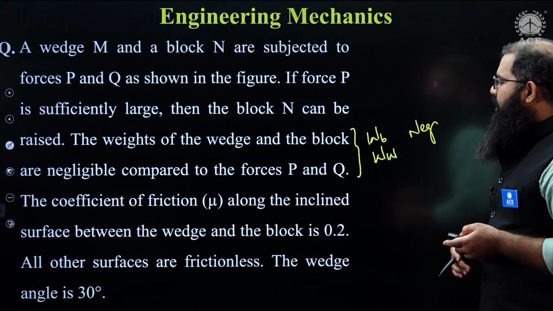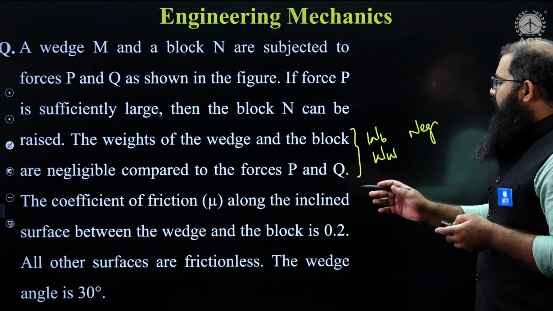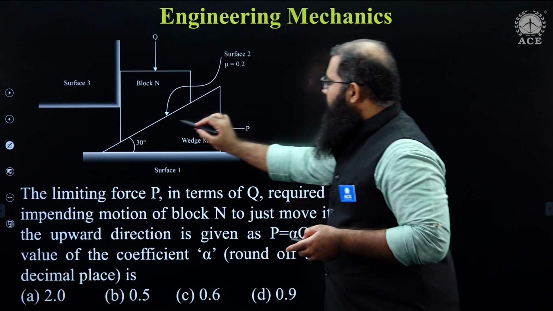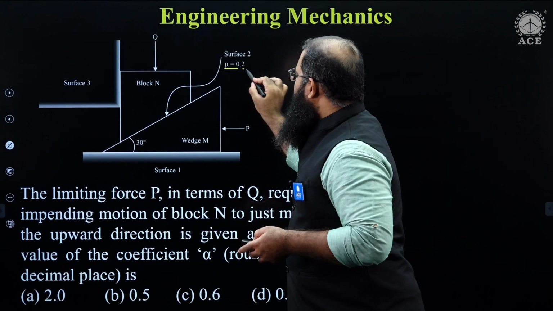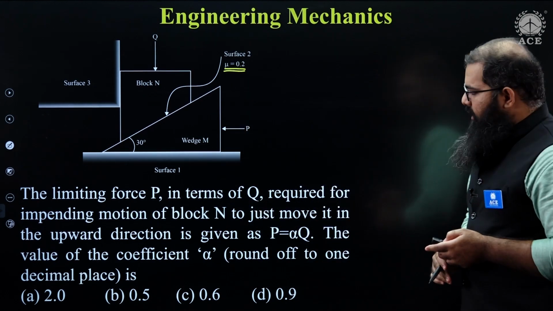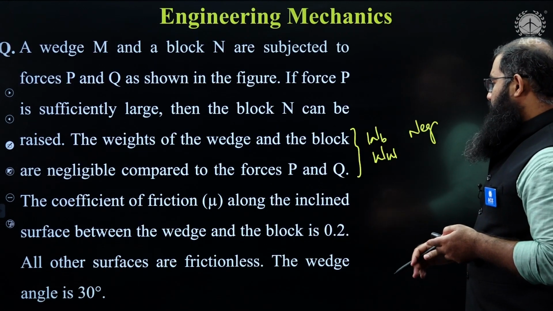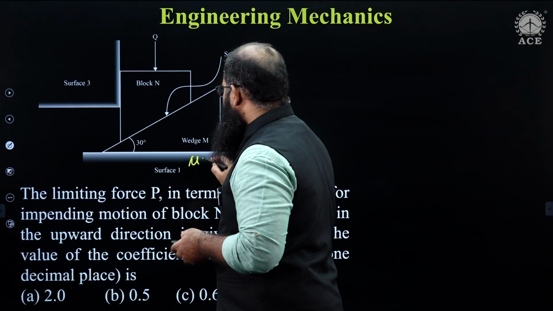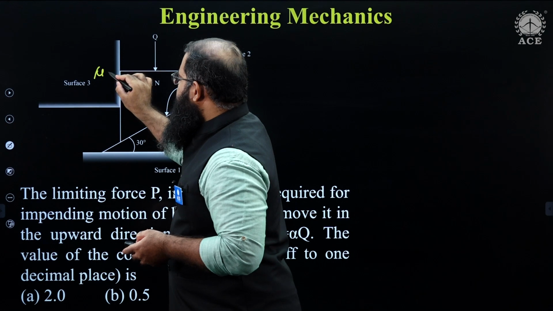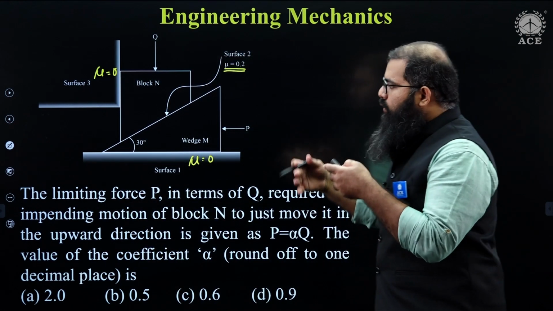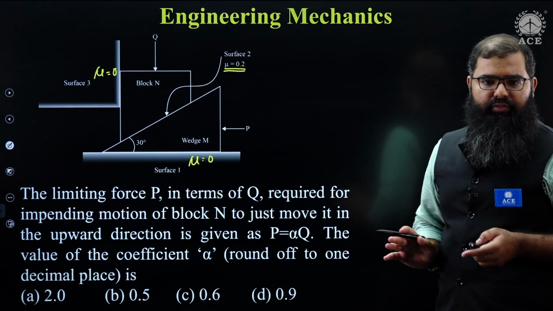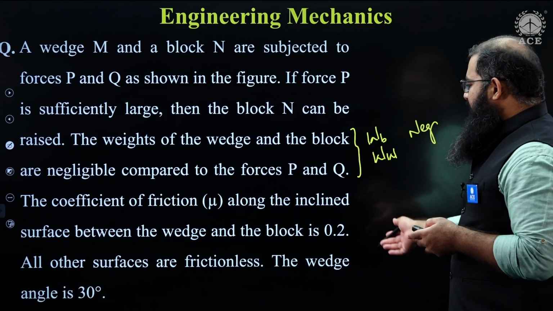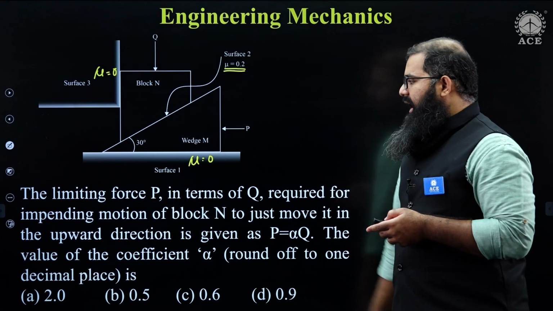Further, he says the coefficient of friction along the inclined surface between the wedge and the block is 0.2. You can see over here, this surface alone is having coefficient of friction given as 0.2. All other surfaces are frictionless. So basically over here mu is equal to 0 and over here also mu is equal to 0. Only forces you are going to get over there are normal reaction forces, no friction whatsoever. Further, the wedge angle is 30 degrees as indicated in the diagram.